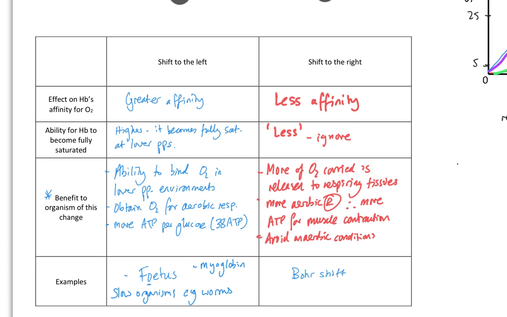So it's weird how it's the same benefit. If it shifts to the left, you've got more oxygen for aerobic respiration. If it shifts to the right, you've got more oxygen for respiration. However, this is releasing lots of oxygen, and therefore it's a faster release of oxygen. These are fast organisms that have it this way. So Bohr shift is one example.